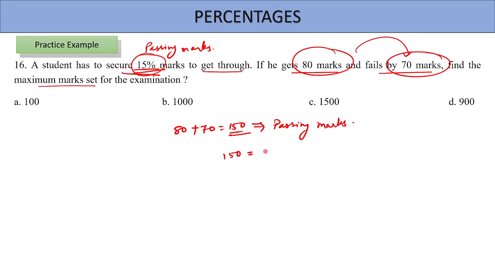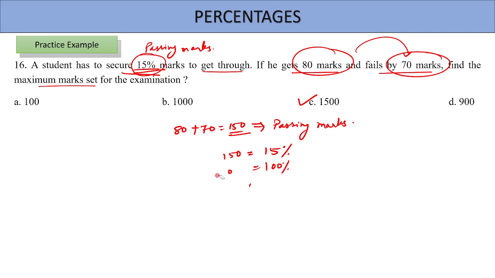Means 15 percentage is my passing percentage, and my passing marks is 150. So 150 is equal to 15 percentage. Then what is 100 percentage? Which is nothing but 1500. I hope this sum is also clear.